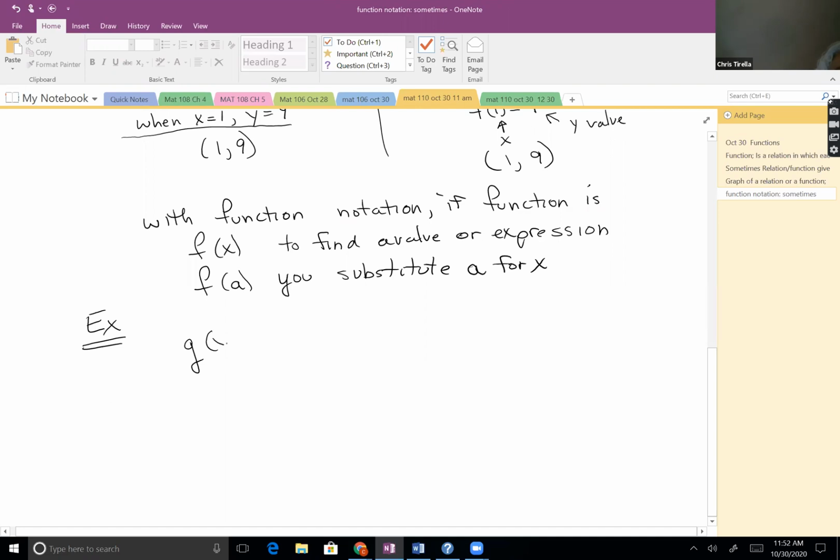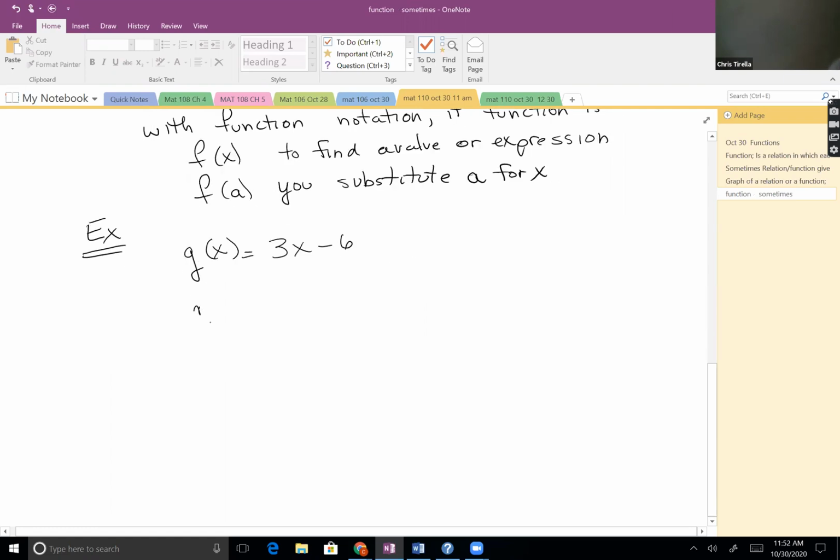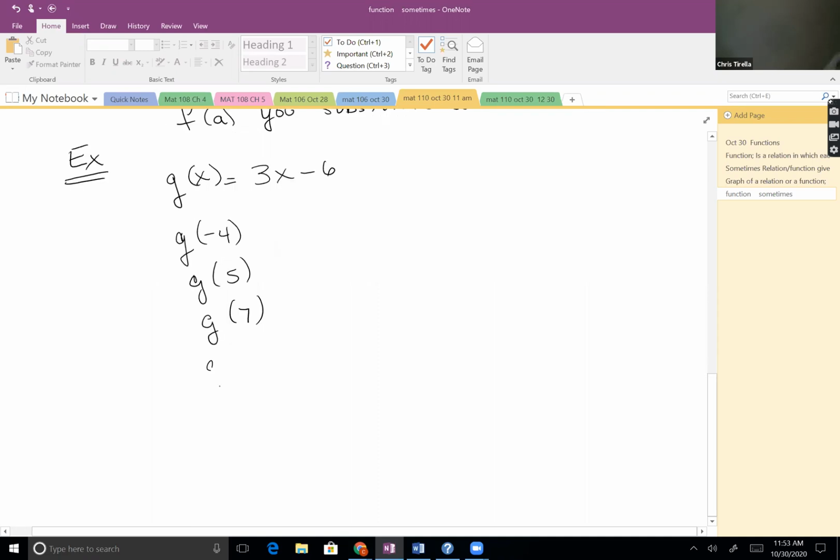So let's say g of x is equal to 3x minus 6. We want to find g of negative 4. We want to find g of 5. We want to find g of 7. We want to find g of negative x. And we want to find g of x plus 2.